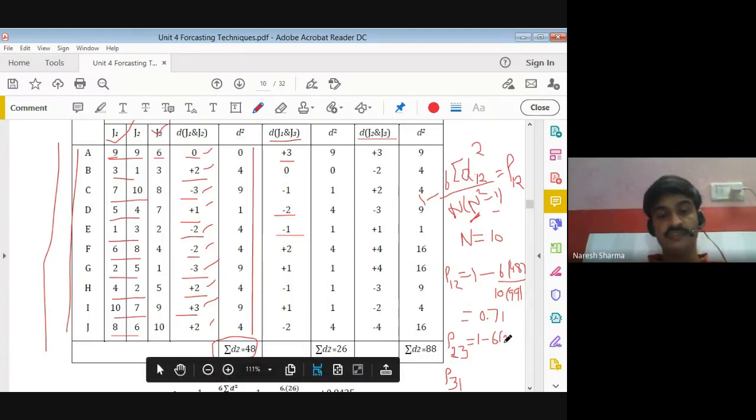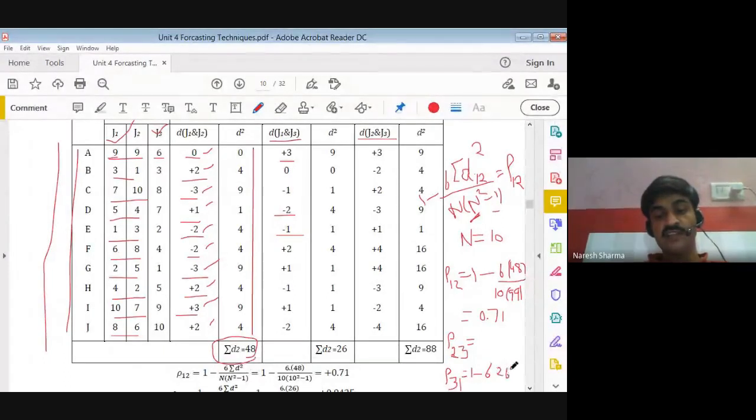Sorry, this is just first and third. You may write here 26 and divided by 990. That is n into n square minus 1.